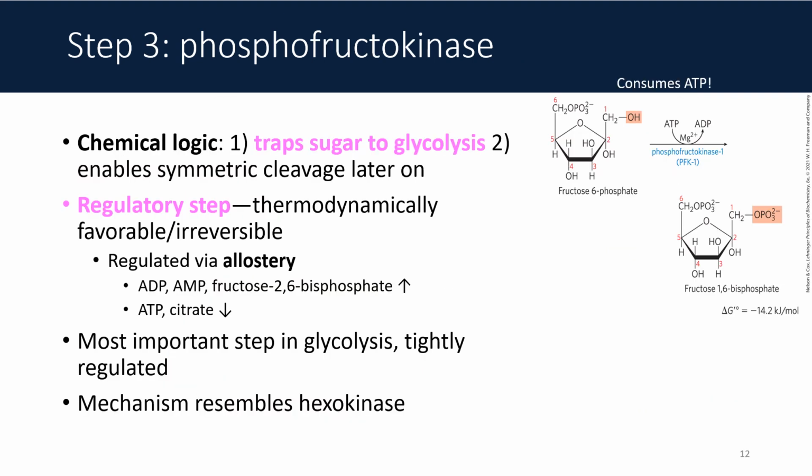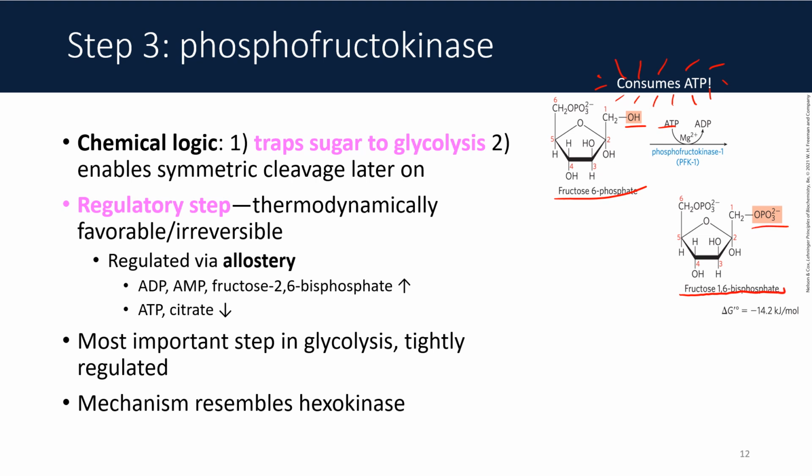Step 3 is catalyzed by phosphofructokinase, and it's perhaps the most important step in glycolysis. This is our second ATP-consuming reaction, and we will use this ATP molecule to phosphorylate another hydroxyl on our sugar unit. We will take F6P and now phosphorylate the hydroxyl on C1, yielding us fructose 1,6-bisphosphate.